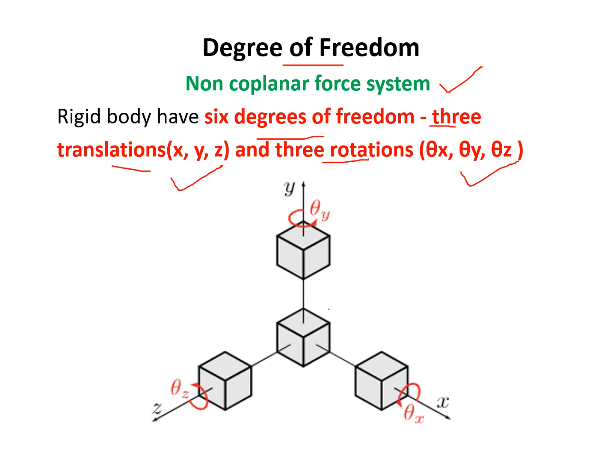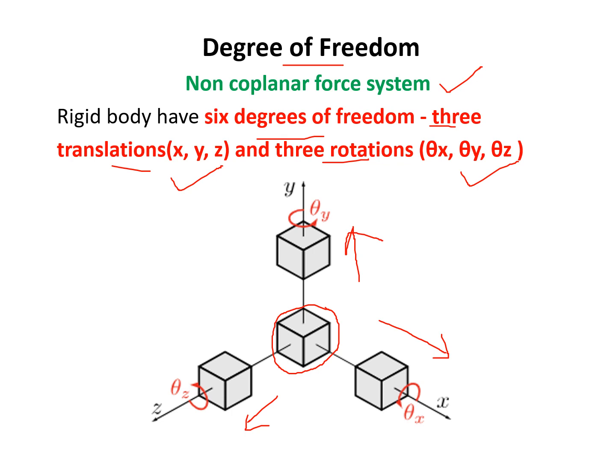So here you see this is the body in the three-dimensional force system. The number of basic ways this body can move: it can translate in the x direction, it can translate in the y direction, it can translate in the z direction. So we have the 3 translations along x, y, and z. These are the 3 degrees of freedom in terms of translation.